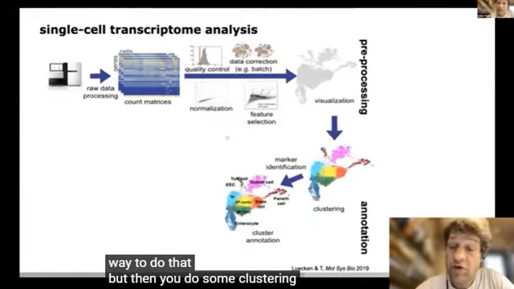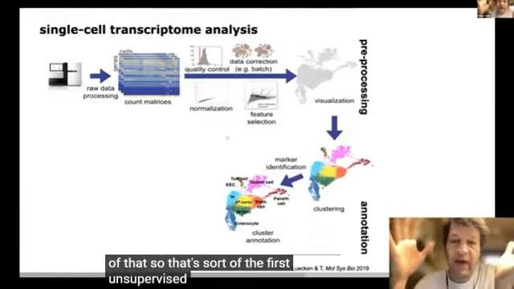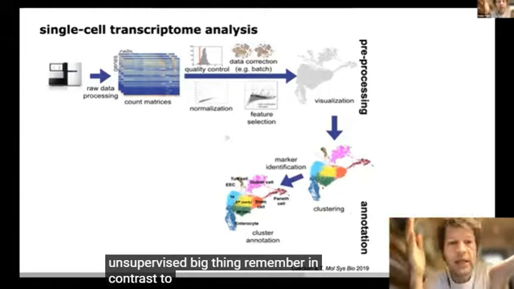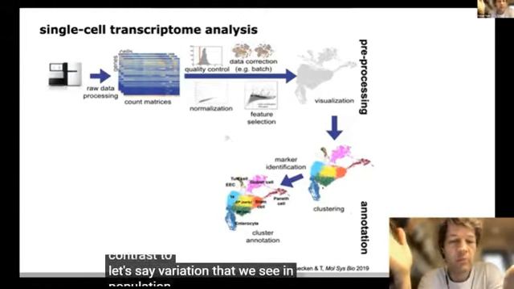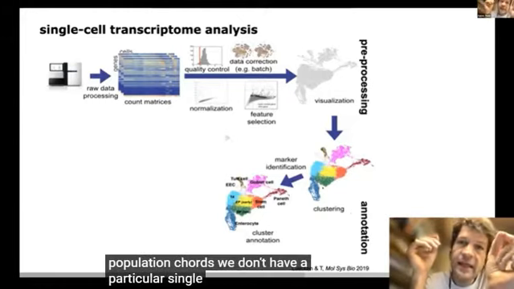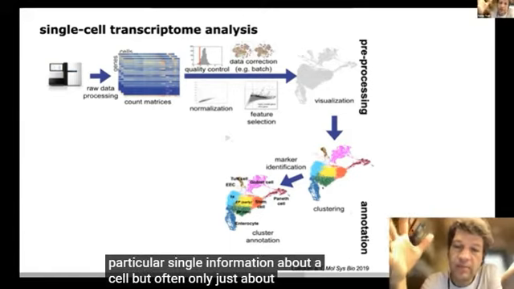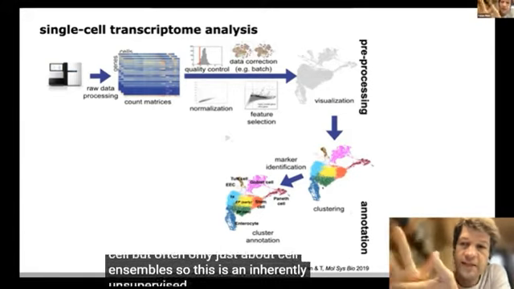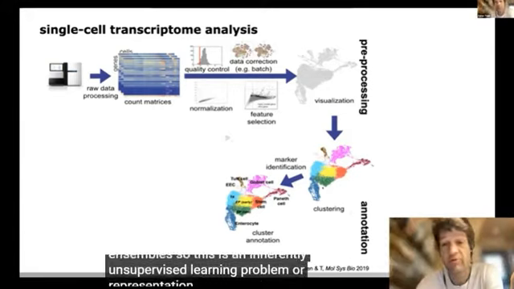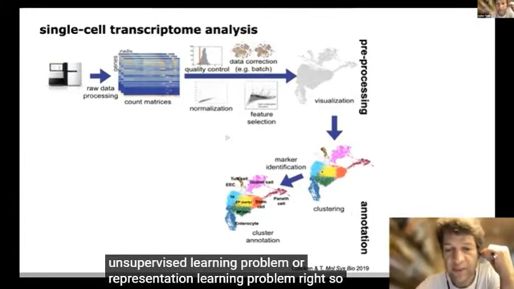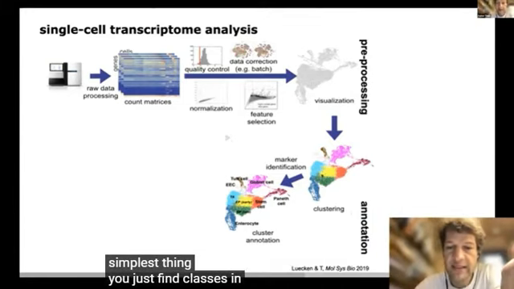But then you do some clustering on top of that. So that's sort of the first unsupervised big thing. Remember, in contrast to, let's say, variation that we see in population cohorts, we don't have a particular single piece of information about a cell, but often only about cell ensembles. So this is an inherently unsupervised learning problem, or representation learning problem, right? So the simplest thing: just find clusters in the data.